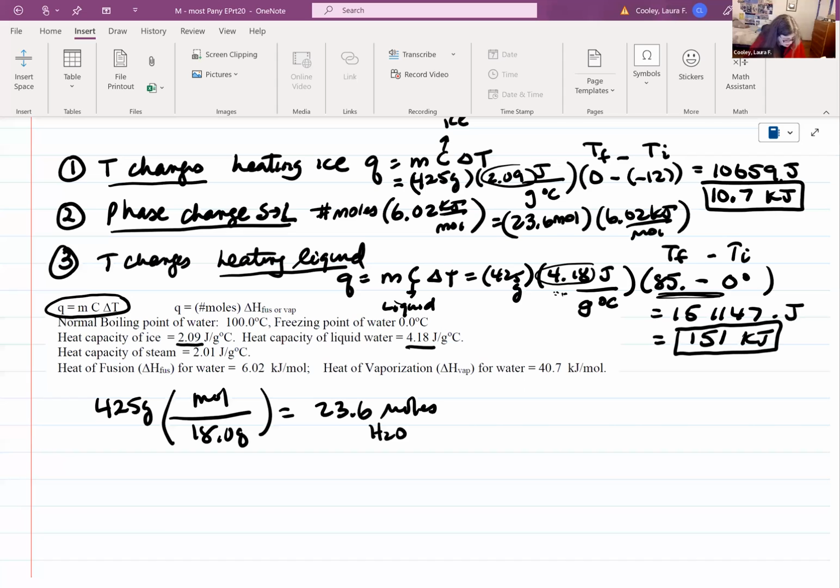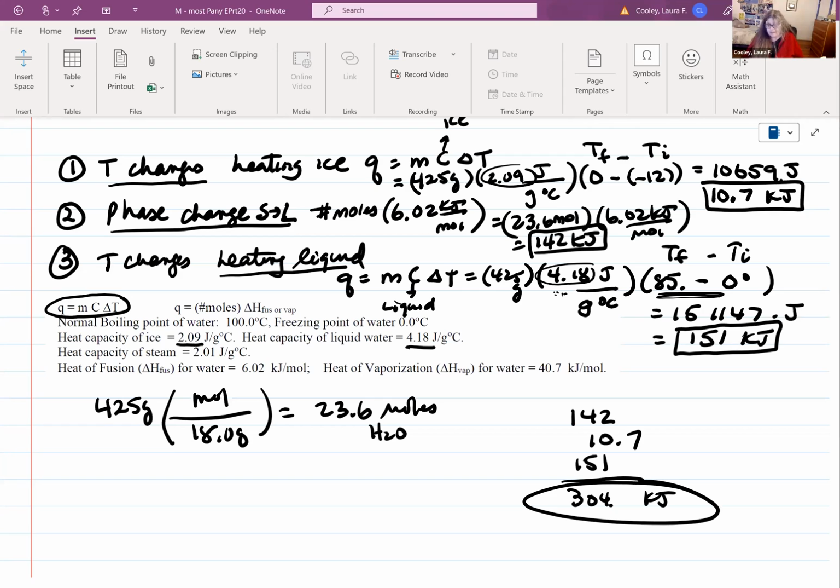Okay, so it comes out to 442 kilojoules. So you basically have to add these all up. It comes out to 304 kilojoules, and that's the answer. So you have to add up all the contributions.